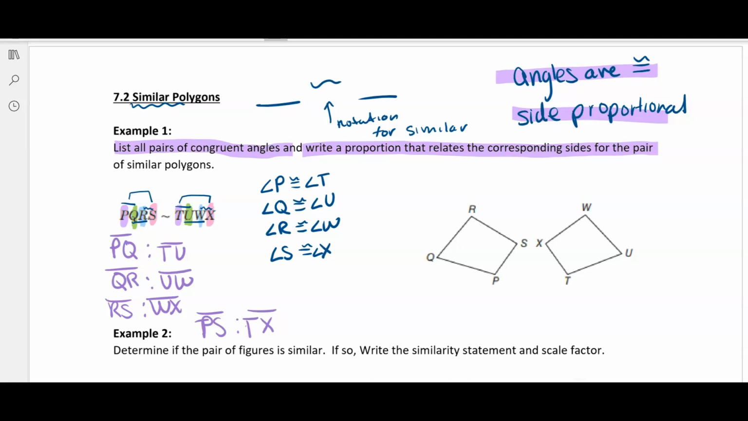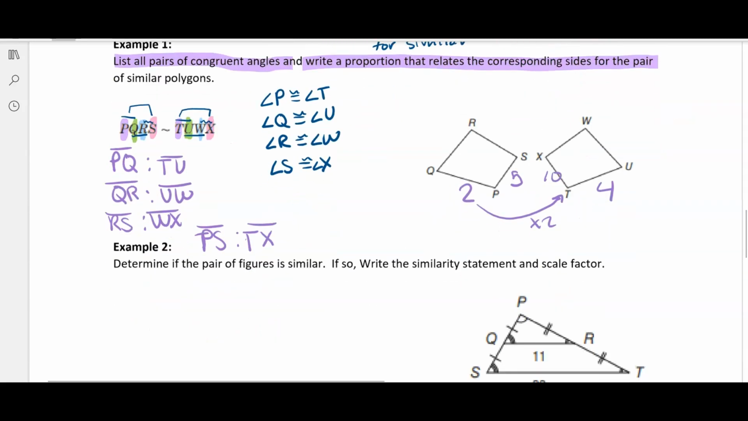Okay, and what that means is they're going to have that relationship between the sides. So let's say that we have here PQ is 2, and TU, let's say, is 4. All I did is I said, okay, 2 multiplied by another 2 gets to that 4. Then here, let's say PS is 5, so then TX would be 10, because I took that 5 multiplied by 2. So it's just making our next shape a little bit bigger, scaling it up a size, or scaling down a size.